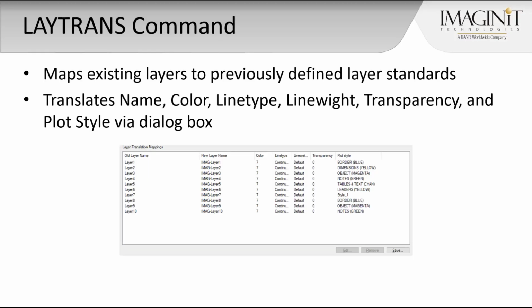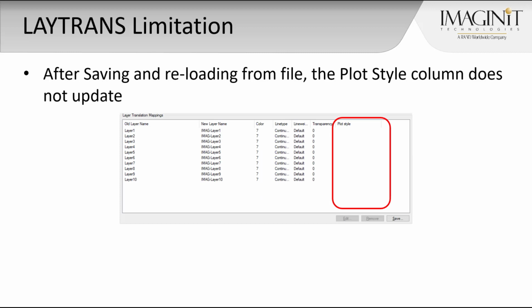The layer translate tool maps existing drawing layers to a predefined set of layer standards from a drawing, template, or CAD standards file. In the live dialog box, the available properties can be manually mapped and translated. For future use, the mapped layers can also be saved to an output file. The limitation here is that once saved and reloaded, the plot style column does not update, leaving the plot style assignments for all layers blank, which defaults them to normal.